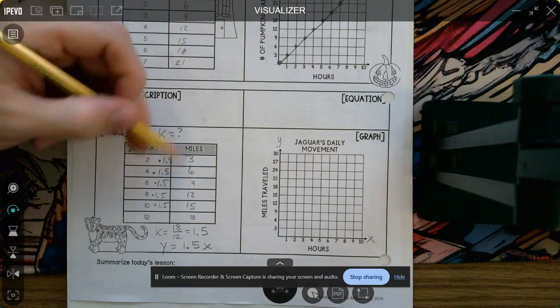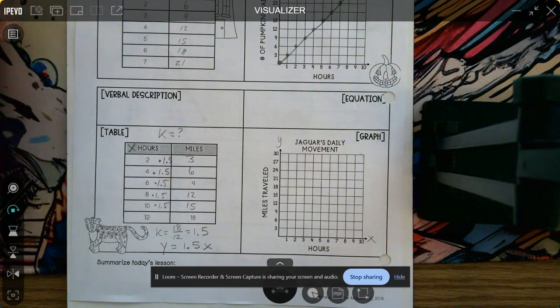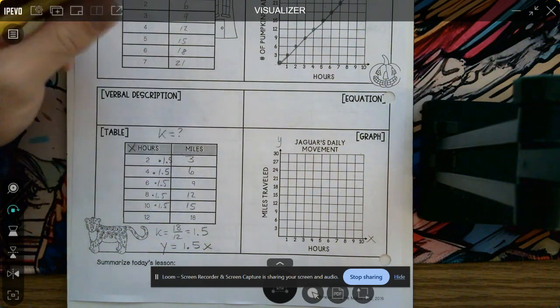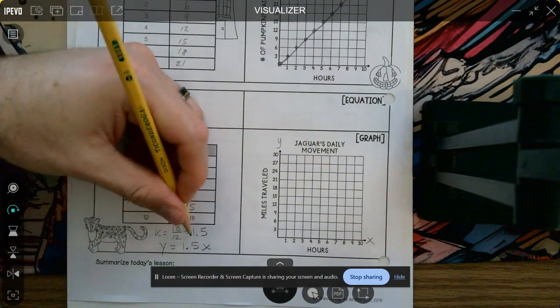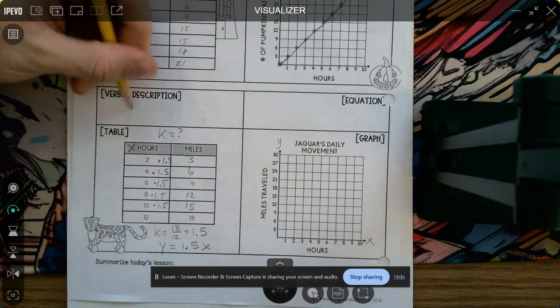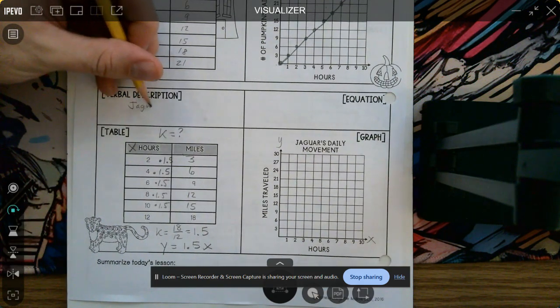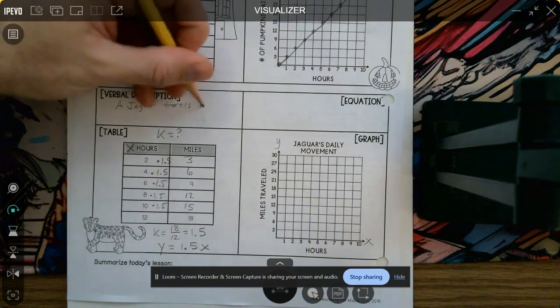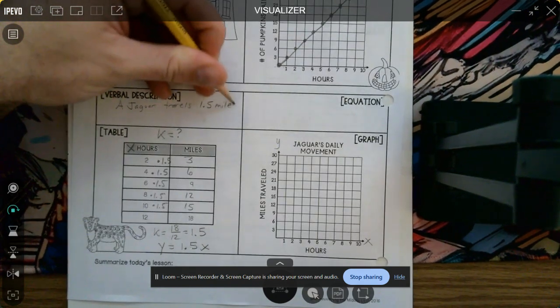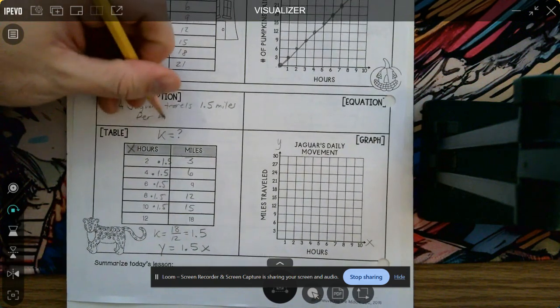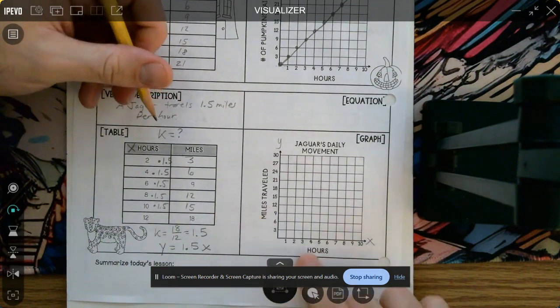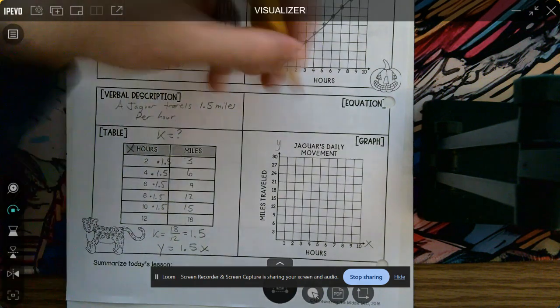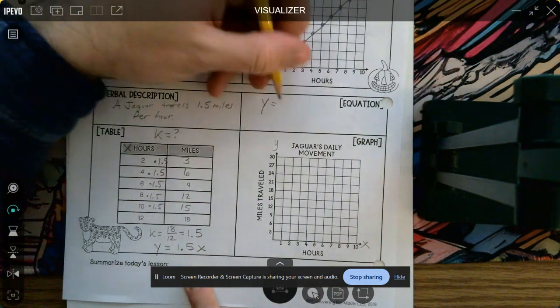All right, here is your missing values filled in. Now we need to write our verbal description and our equation. So k value is 1.5. So an example of the verbal would be a jaguar travels 1.5 miles per hour. Because that's my y variable, that's my x variable. Our equation, we already solved for it. It's y equals 1.5x.